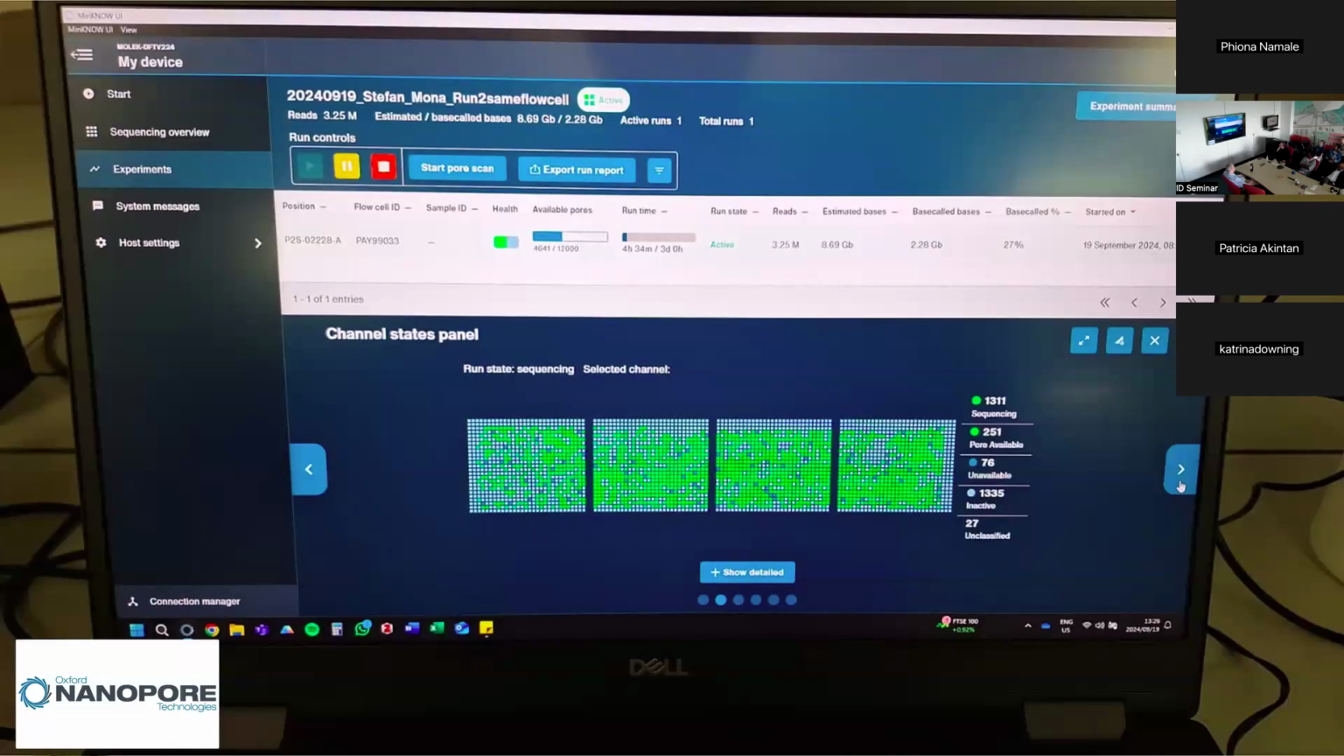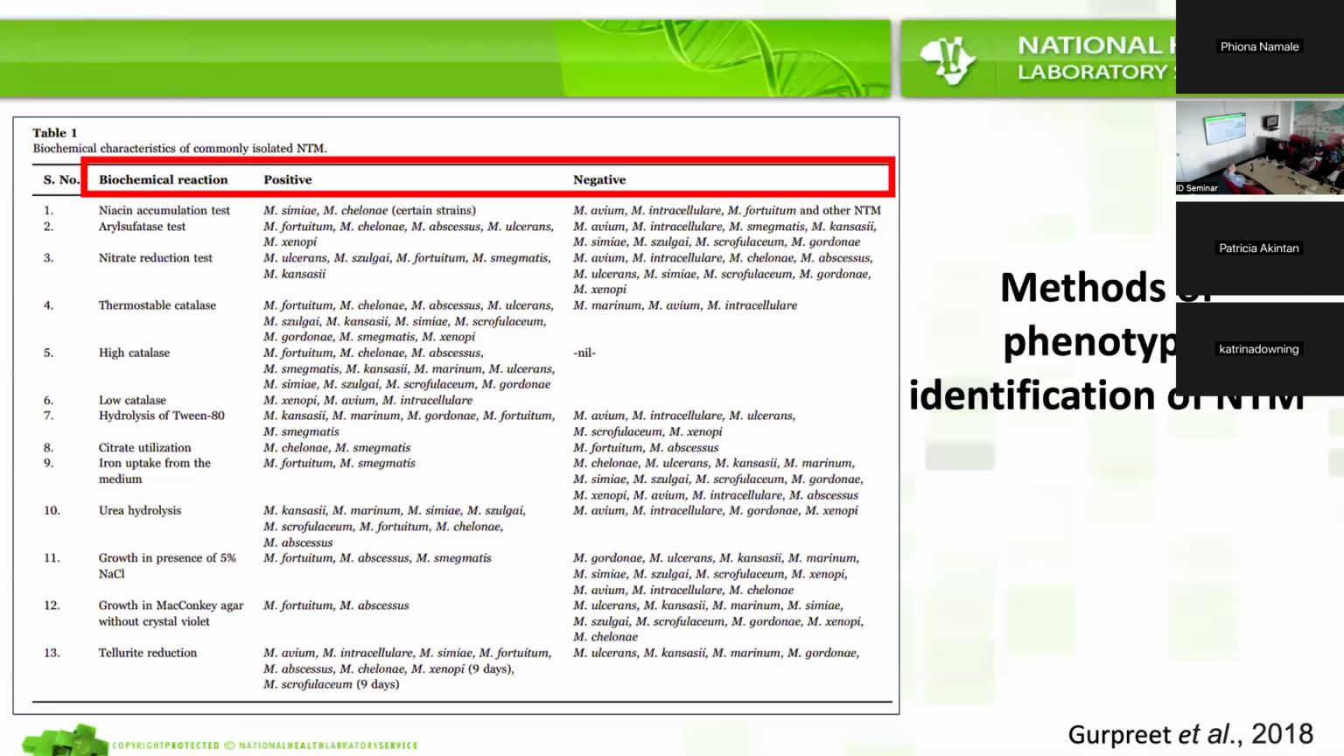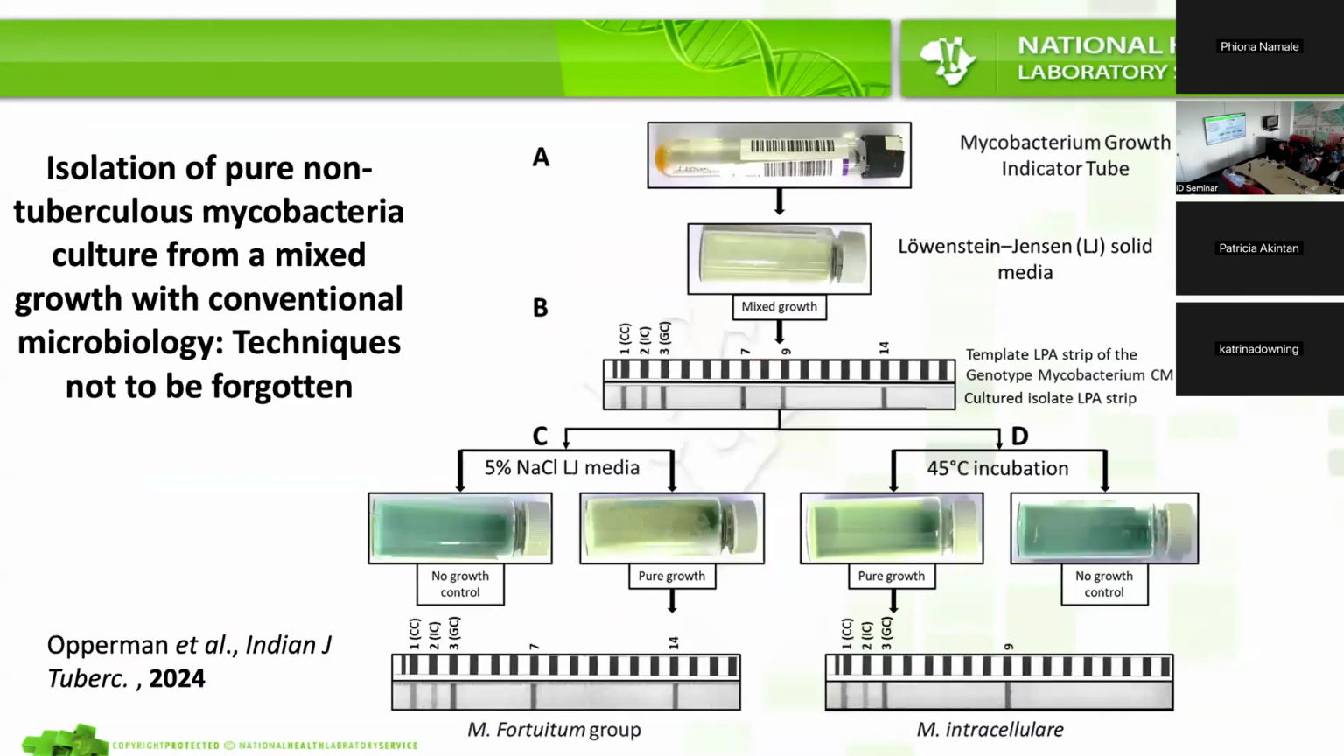So this is just a picture of the Oxford Nanopore technology and the course that's running there. Then I thought this could be very interesting for the microbiologists, especially. Just to remember, although there are a lot of novel molecular tests available, you can still rely on the old phenotypic identification methods. And that table clearly shows with the biochemical reactions how you can distinguish different NTMs from one another.